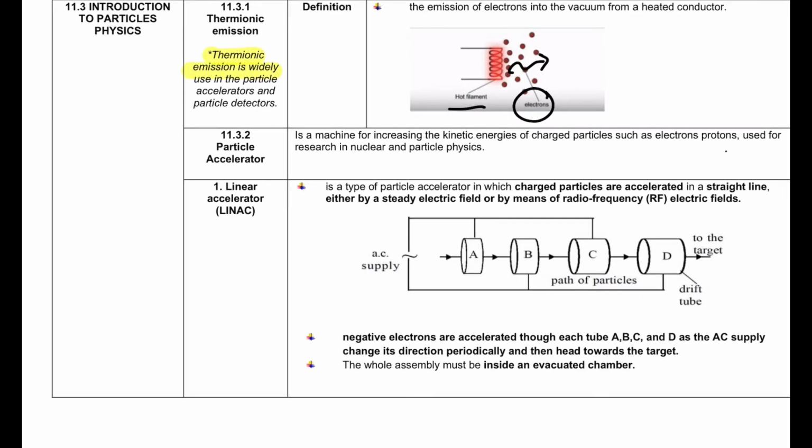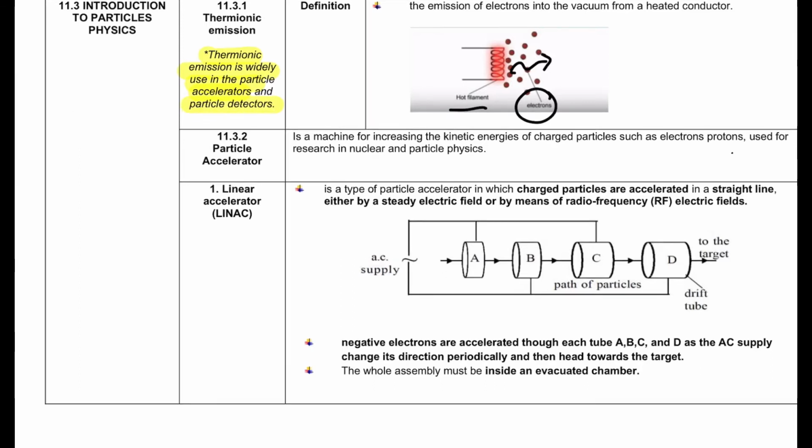So the thermionic emission is widely used in the particle accelerators and particle detectors. The rate of thermionic emission can be increased in two ways. The first one is by increasing the temperature. The second one is to replace the filament with low ionization metal.